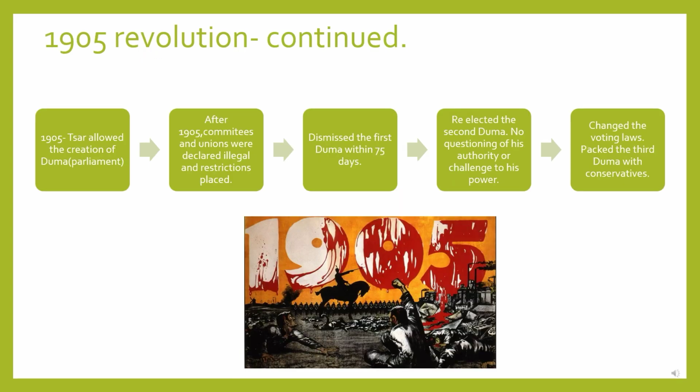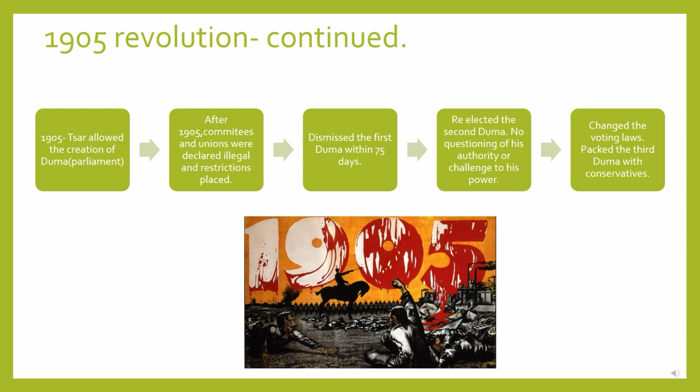The demand for a Constituent Assembly or a parliament, which is also known as the Duma in Russia, was heard by the Tsar. So in 1905, the first Duma was created. Now the Tsar being Tsar, put restrictions and declared the committees and unions as illegal. This again enraged the masses. He also dismissed the Duma within the first 75 days and then re-elected the second Duma and dissolved it too. He basically did not want people to question his authority.